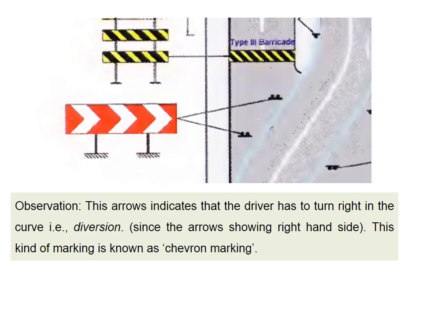Next, the observation is that the arrows are kept in this place. The right-hand side arrow indicates that the traffic has to take a right turn curve, that means a right turn diversion. This kind of marking is known as chevron markings. This marking may be done on the road itself as a road marking, or they keep it like boards.